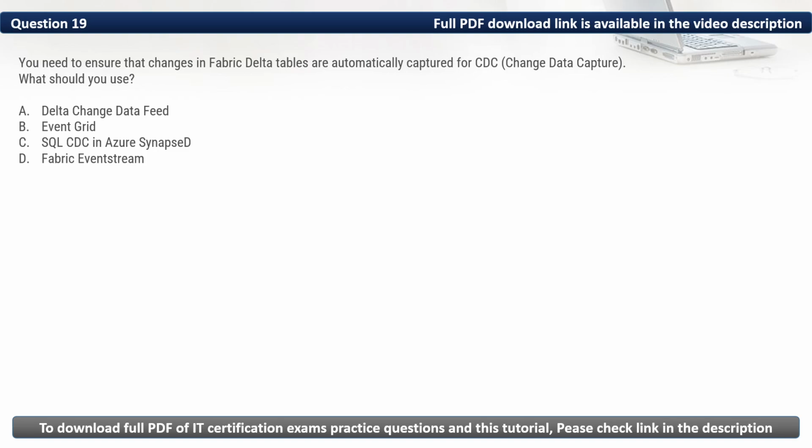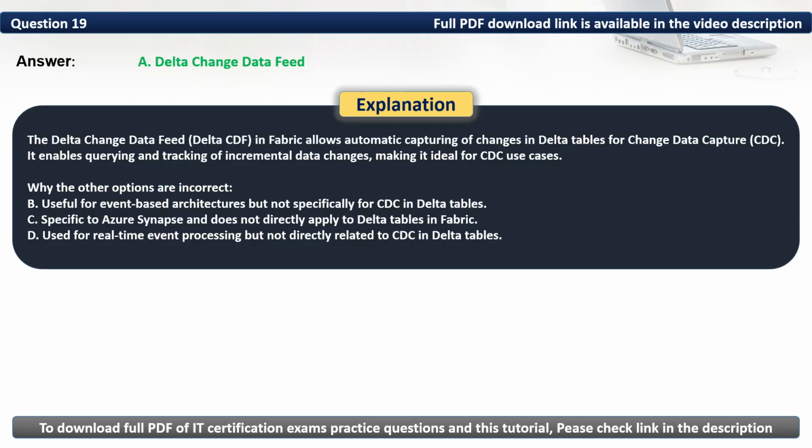Then we have D, Fabric Event Stream. It is used for real-time event processing but not directly related to CDC in Delta tables. As such, what we should use is Delta Change Data Feed. Thus, the correct option is A.